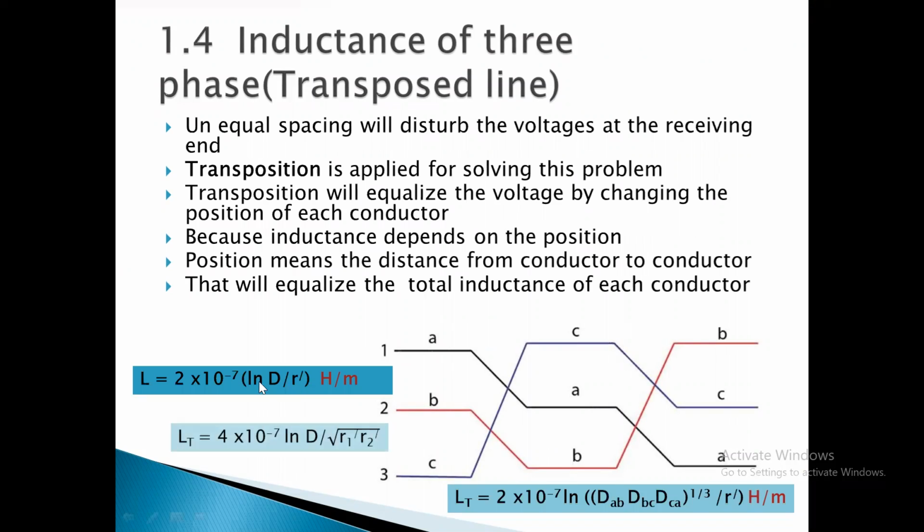This is the case of single conductor. This is a case of two conductors. This is a case of three conductors, unequal spacing. Okay, transposed conductors. So you will see here that in case of one conductor, I am getting the power on radius.